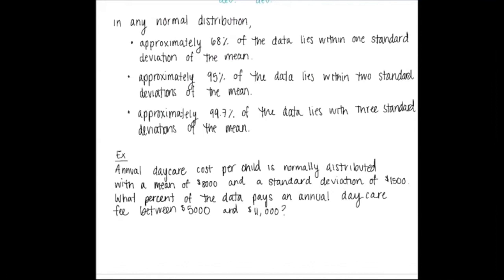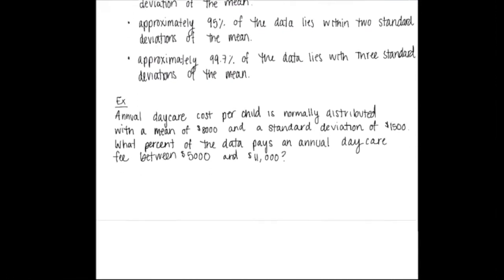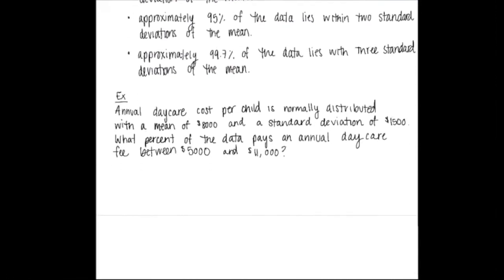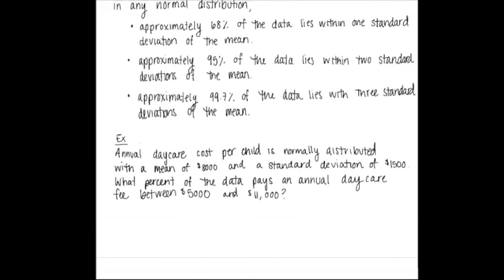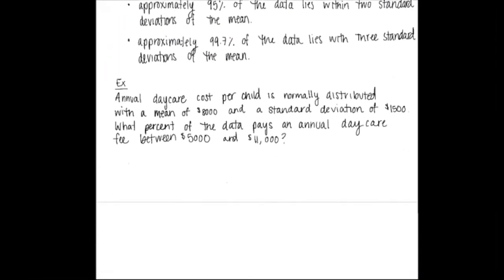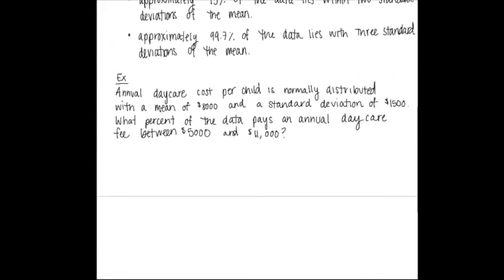Okay. So we're going to have to figure out which of these scenarios we're in. Are we in 1, 2, or 3 standard deviations? What I'd recommend doing is draw yourself a little picture and put 8,000 right in the middle. If you go 1 standard deviation in each direction, what would these amounts be?